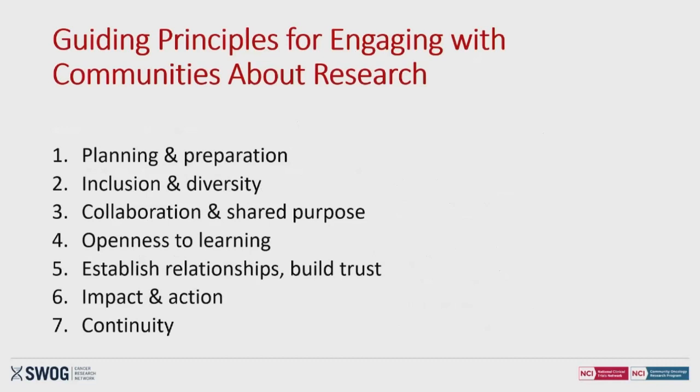So here are the guiding principles for engaging with communities about research. First is planning and preparation. It's not rocket science, but it's really important. It must be done. We've got to develop community engagement goals and identify appropriate approaches in the early design phase. We want to think about the purposes or goals of our engagement effort and the populations or the communities that we want to engage with.